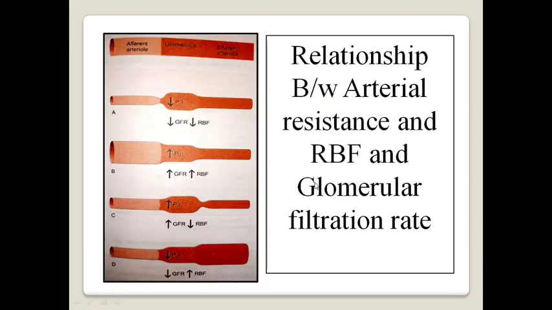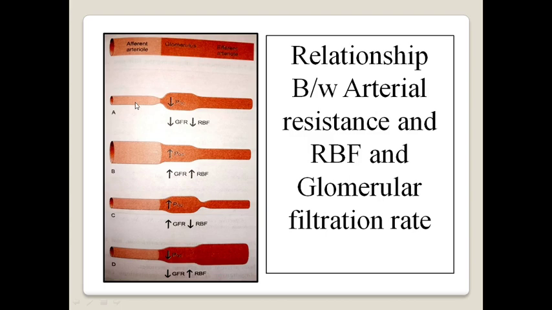So what are the mechanisms of auto-regulation of renal blood flow? One theory suggested is the myogenic theory. Myogenic mechanism: as you know, each and every blood vessel has smooth muscles in the tunica media. These smooth muscles are in a phase of contraction. When we stretch, or when the diameter of blood vessels increases, these smooth muscles try to contract.